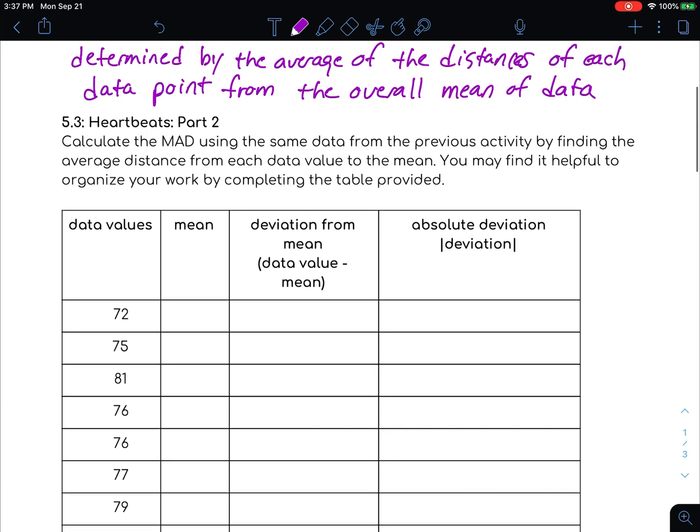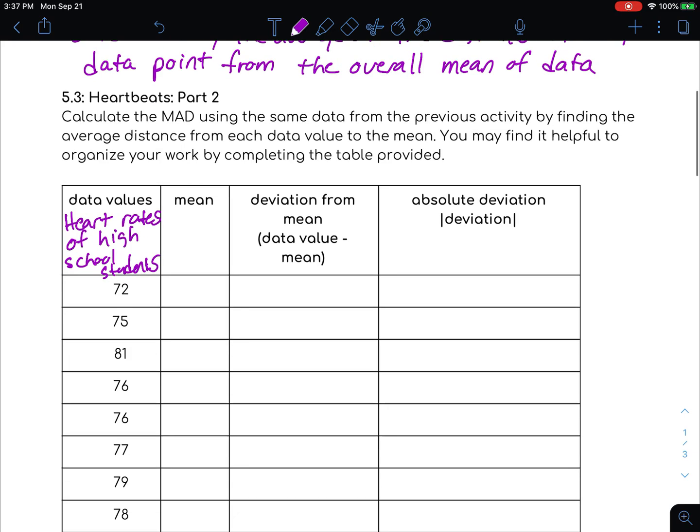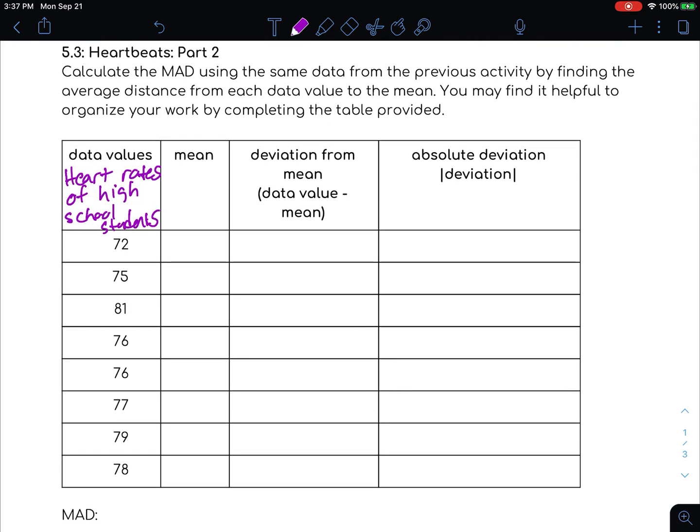So here we have the data values from our last sheet, and that was the heart rates of some high school students in beats per minute. So that was what we used as data on our last note sheet. So if we look at all the heart rates, the first thing we're going to do is average them up. Okay, we're going to average them up. So we're going to add them up and divide by how many there are.